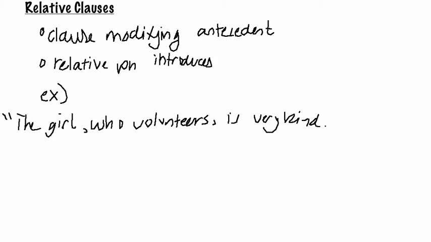So the area that I'm marking off right now with parentheses is your relative clause. And the word that I'm going to circle is the relative pronoun. Let me do a different color. Relative pronoun and your relative clause. And now notice how this entire clause seems to act as an adjective modifying girl. So which girl? The girl who volunteers. So thus the antecedent would be the girl.